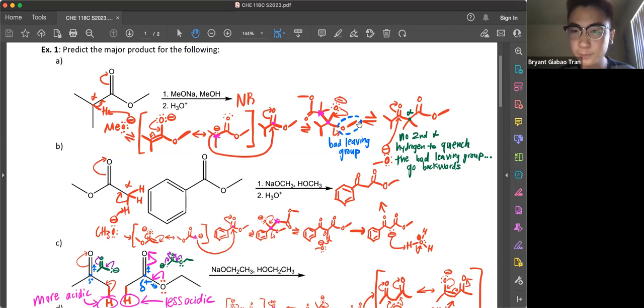And then now we have an irreversible step here, which is our rate determining step, whereas the previous steps were reversible, because right after we quench the bad leaving group, this reaction will proceed forward and just protonate the negatively charged carbon if we have an acid workup second step over here.